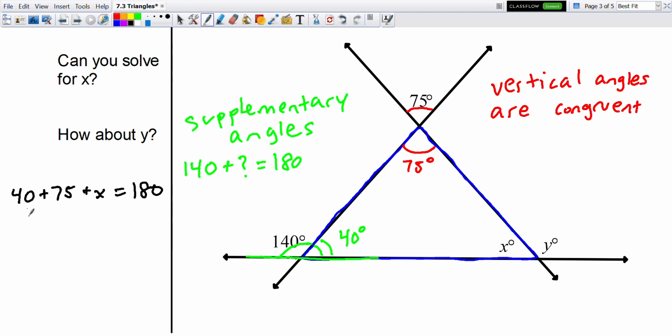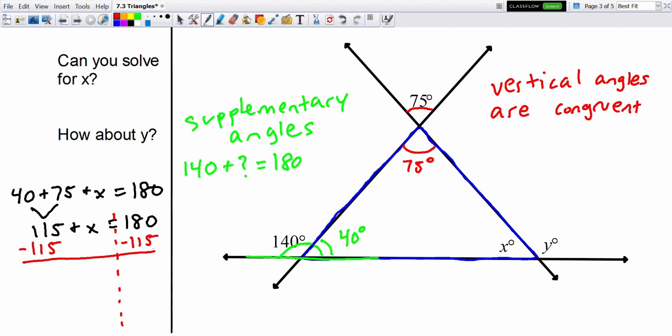I can start by combining my like terms. And if I use my one-step knowledge here, I can subtract 115 from both sides. And I will find that x must equal 65 degrees. There you go, there's angle x.